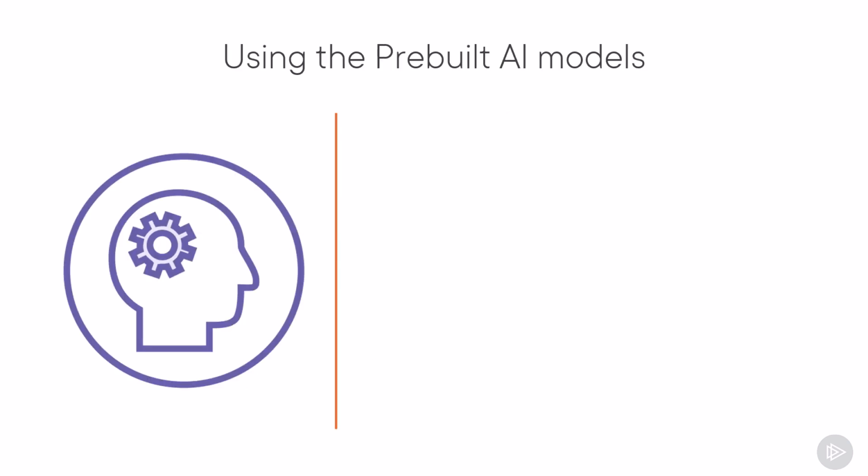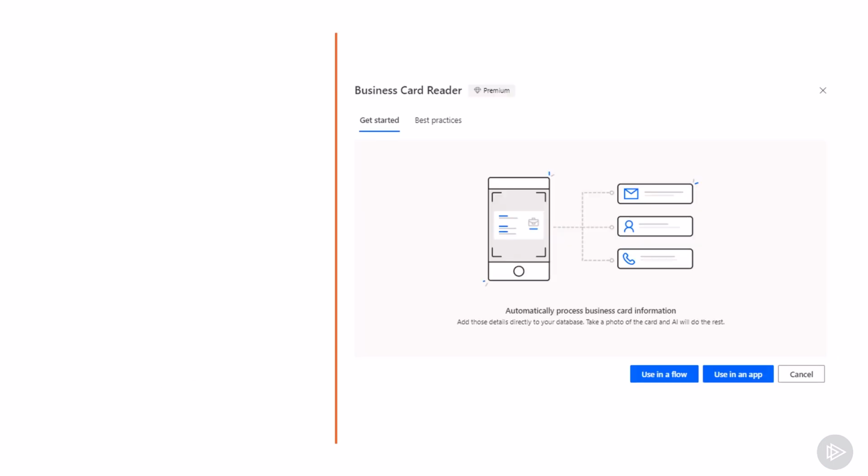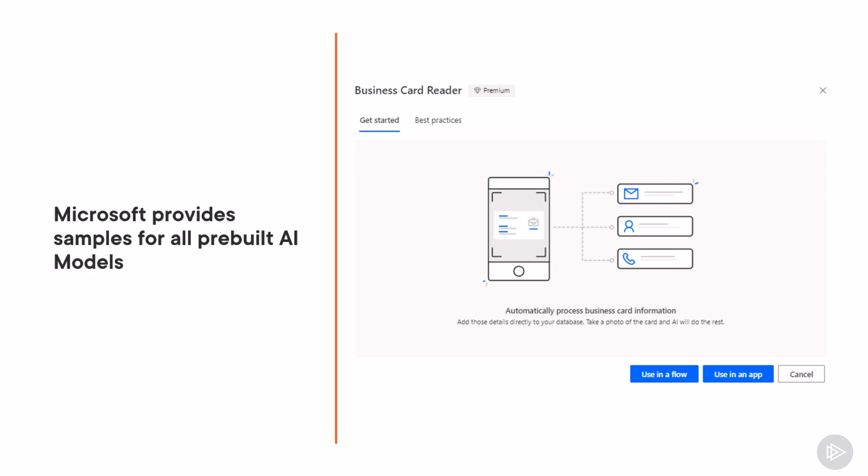Now that we know what the AI models are, and we looked at some ideas on how they could be used, how do we actually integrate them in our applications? For the pre-built AI models, most of the work is actually done for you. As the model is pre-built and ready, you could just use it inside Power Automate and Power Apps. For pre-built models, Microsoft actually provides samples in either Power Automate, Power Apps, or both, so you can take a look at an example to see how it's built with Microsoft's best practices, and then you can get inspired from that to build your own.